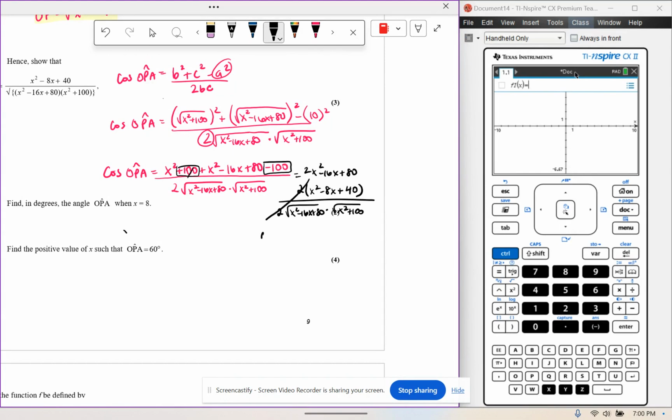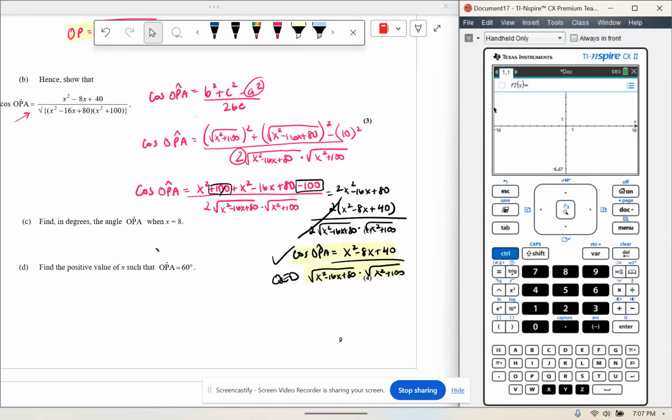Oh my goodness, there's really no room. Okay, that's fine. x squared minus 8x plus 40 over the square root of x squared minus 16x plus 80 times the square root of x squared plus 100. Okay, we are there. Hallelujah. We did it.